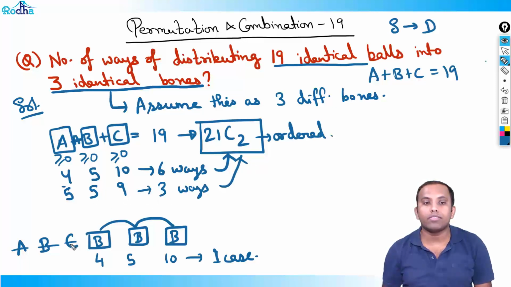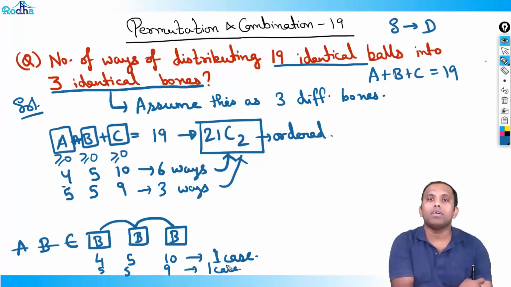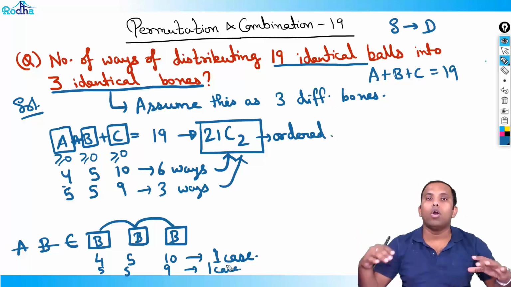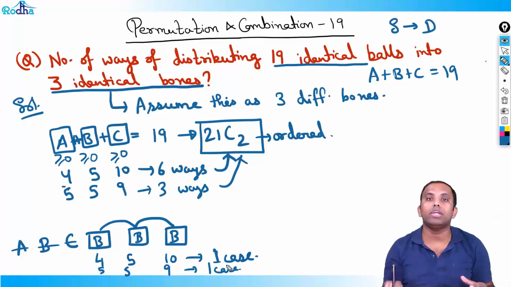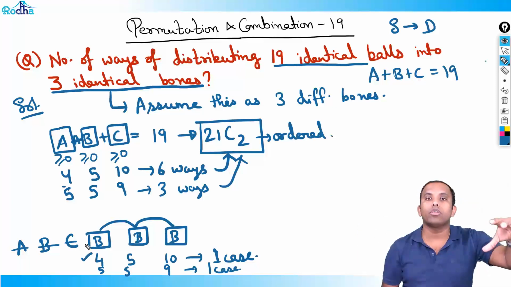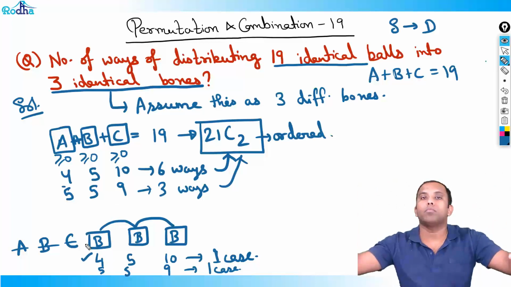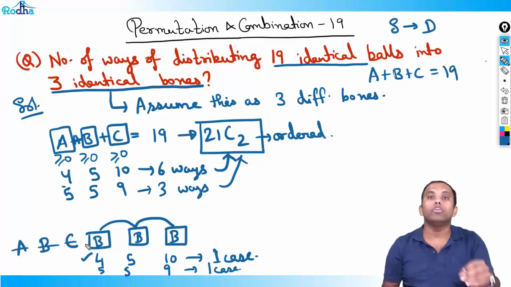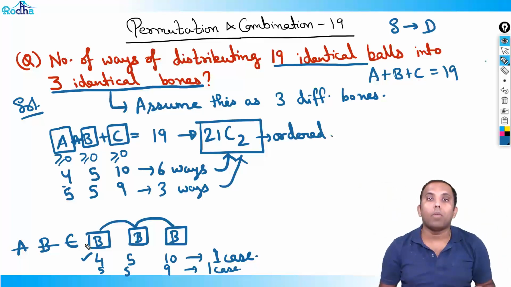But actually, if these 3 boxes are same, then 5, 5, 9 is counted as only one case, because boxes are similar, so you don't know in which box it is 5, in which box it is 5, in which box it is 9. All boxes are identical, and we can't differentiate which ball is in which box. Same for 4, 5, 10: one box has 4, one box has 5, one box has 10 balls. If all the boxes are identical, say red identical boxes, how will you differentiate which box has how many balls? We can't differentiate. That's why in unordered each is counted as one case.